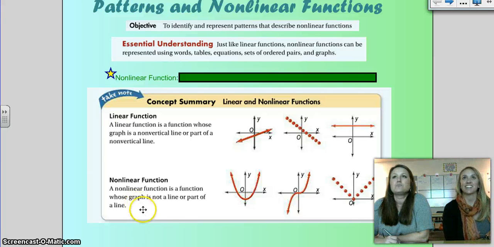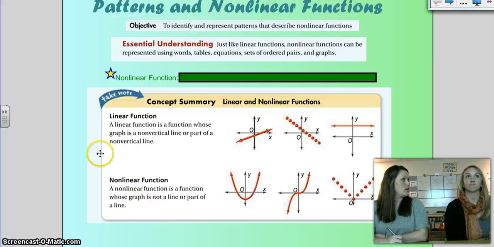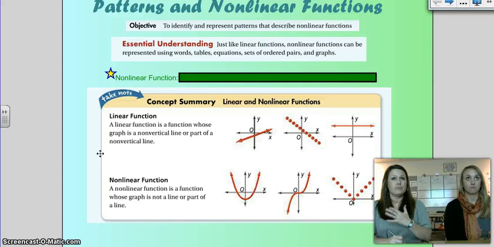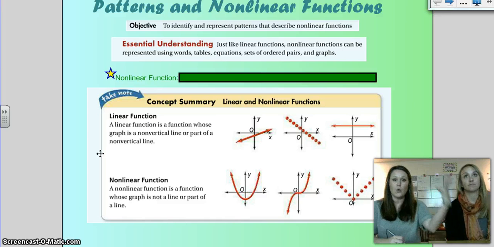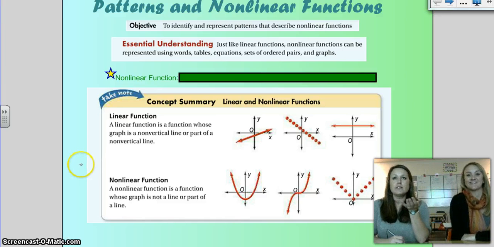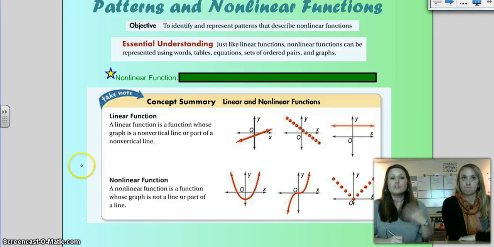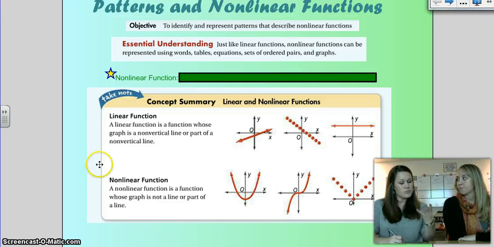All right, patterns and nonlinear functions. So today we are looking at linear functions that make a line. Nonlinear functions don't make a straight line. So nonlinear, not a line. There you go. Mind blown. Anyways, you can also represent them using words, graphs, tables, etc. So that's what we're looking at.